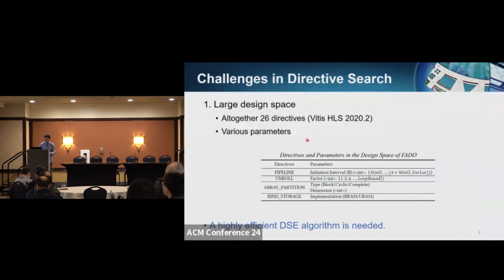First, the design space is very large. There are 26 directives in the Vitis HLS 2020.2 version, and each of them has a set of parameters. They can be applied at different levels of the HLS source code, like loops, functions, arrays, etc. So it is a very large space.